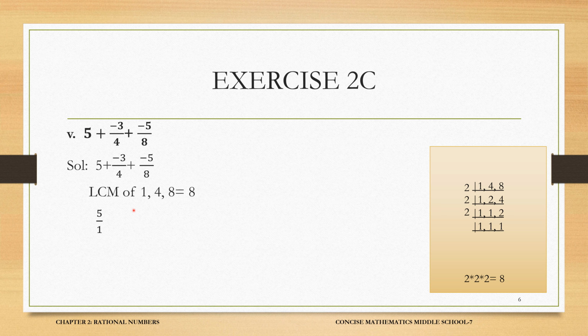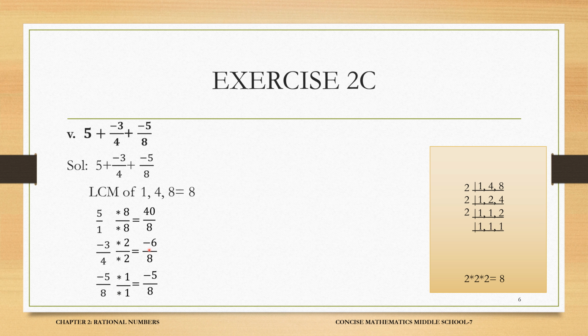Now just take the first rational number, and to make the denominator into 8, here it is 1 and you have to make it into 8. You have to multiply it with 8. So 5 8s are 40. 40 by 8. Just take the second rational number, minus 3 by 4. So this denominator should be multiplied with 2. 4 2s are 8, minus into plus, minus 3 2s are 6. So minus 6 by 8. Take the third rational number, minus 5 by 8, and here it is already 8, so just multiply it with 1. So it becomes minus 5 by 8.